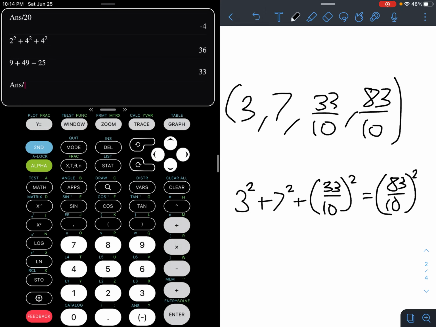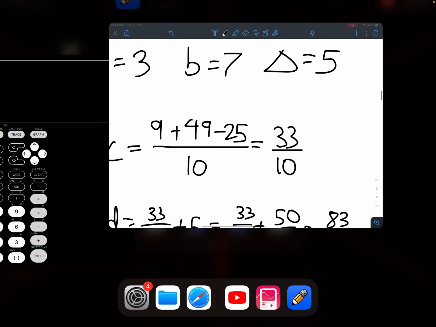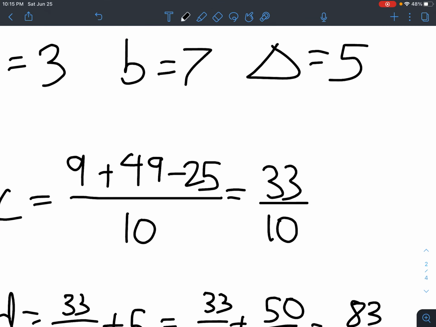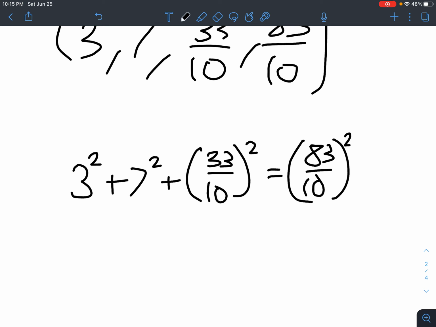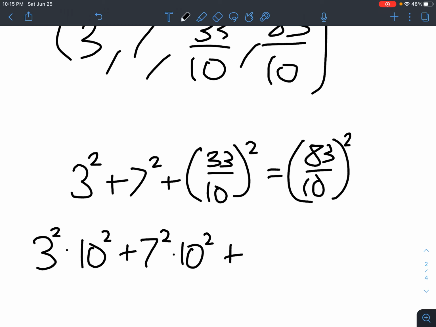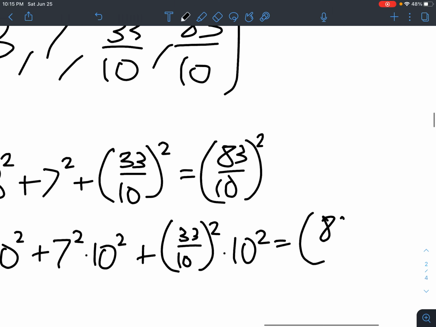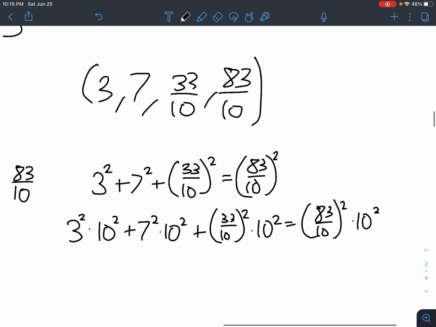What I'm going to do is multiply both sides by 10 squared. So it's going to be 3 squared times 10 squared plus 7 squared times 10 squared plus 33 over 10 squared times 10 squared equals 83 over 10 squared times 10 squared.